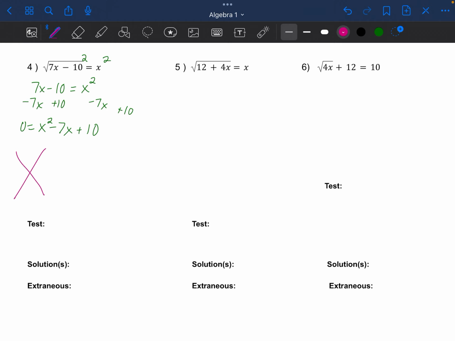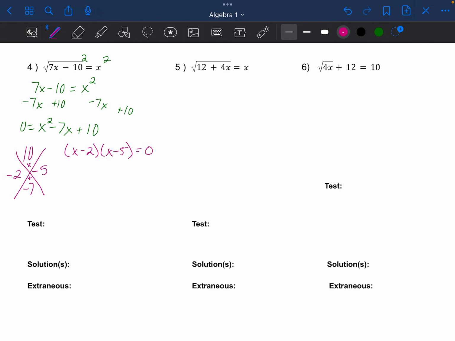When making our X, we're going to put 10 on top, -7 on the bottom, and what multiplies to give us 10 but adds to give us -7? That's going to be -2 and -5. When we factor, we're going to do (x - 2)(x - 5) = 0.